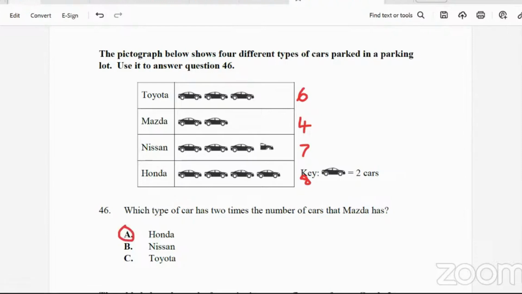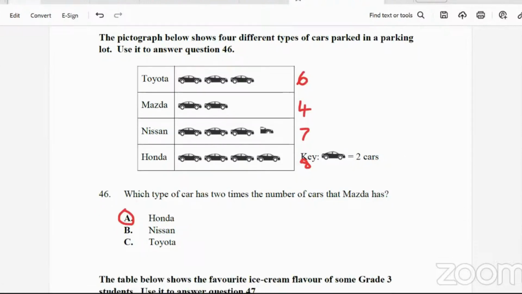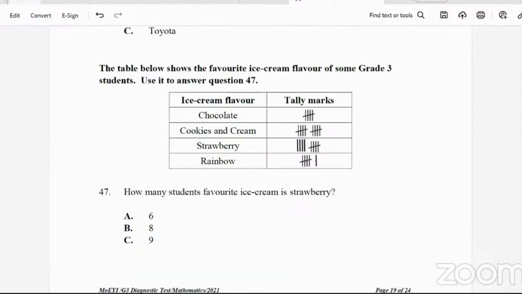Question 47. The table below shows the favorite ice cream flavor of some grade 3 students. Use it to answer question 47. So we have chocolate, cookie and cream, strawberry, and rainbow. And then we have the tally marks.